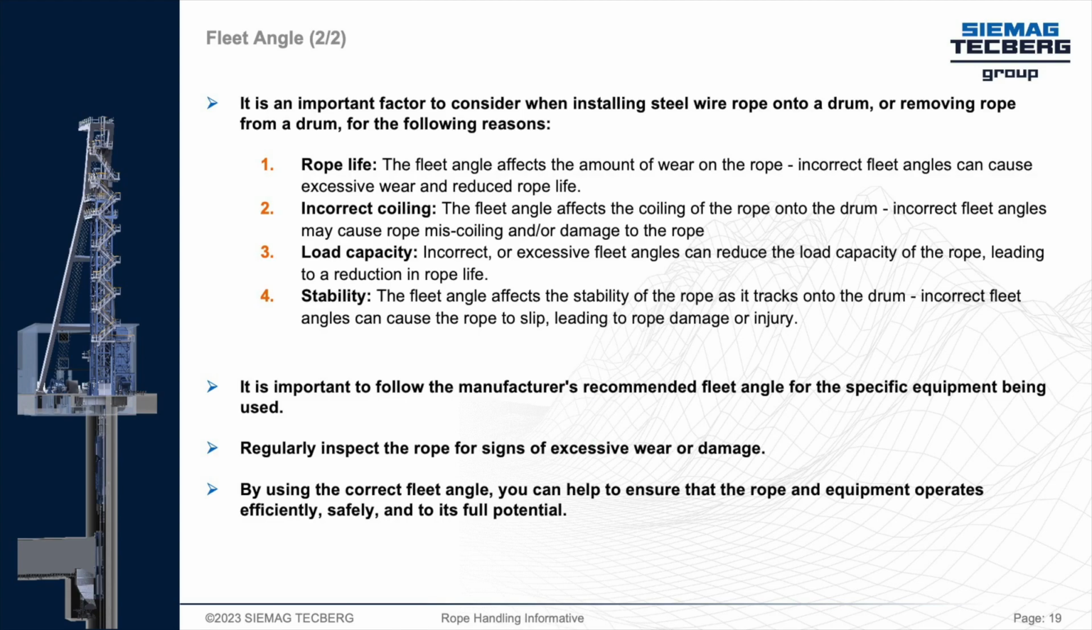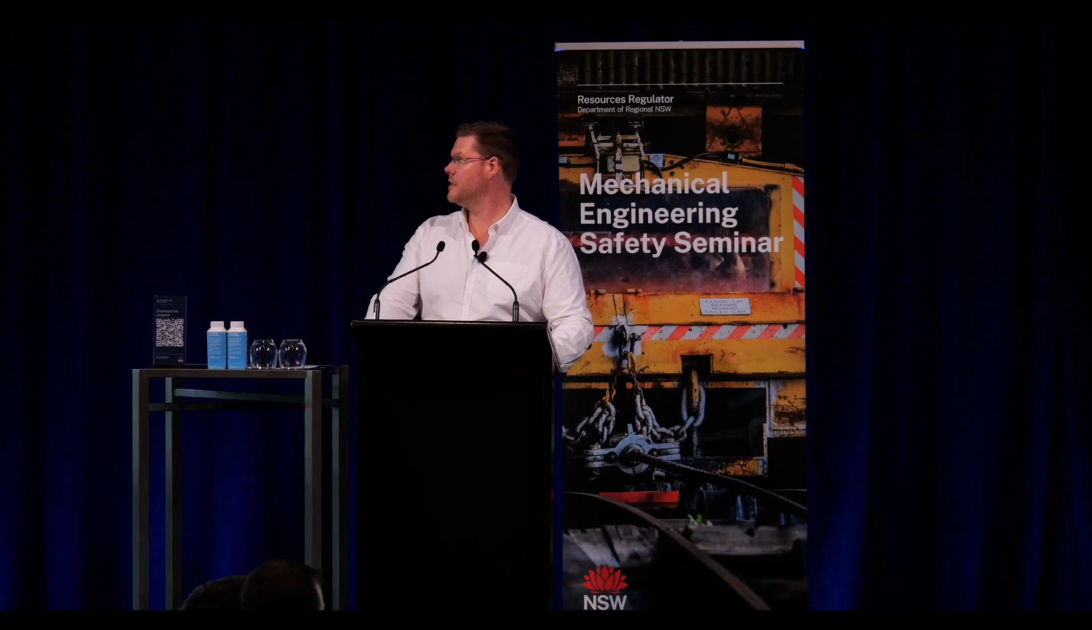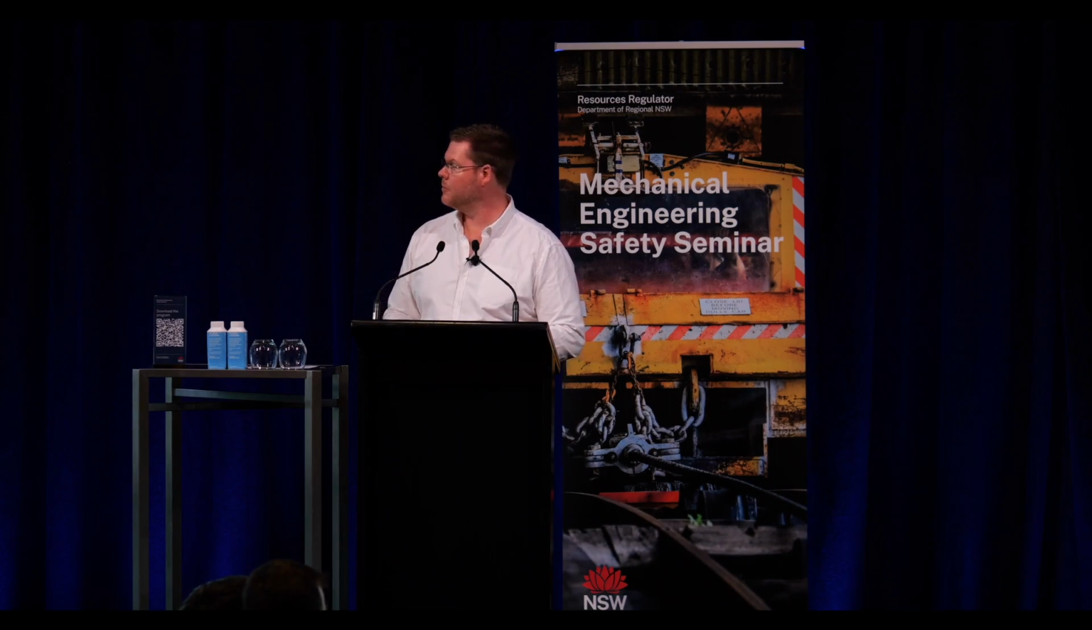The fleet angle affects the coiling of the rope onto the drum. Incorrect fleet angles can cause the rope to miscoil and/or lead to potentially damaging the rope. Incorrect or excessive fleet angles can reduce the load capacity of the rope, and in the past, in history, that has actually led to rope failures completely. Fleet angle affects the stability of the rope as it tracks onto the drum. Incorrect fleet angles can cause the rope to slip, also leading to damage or potential injury.